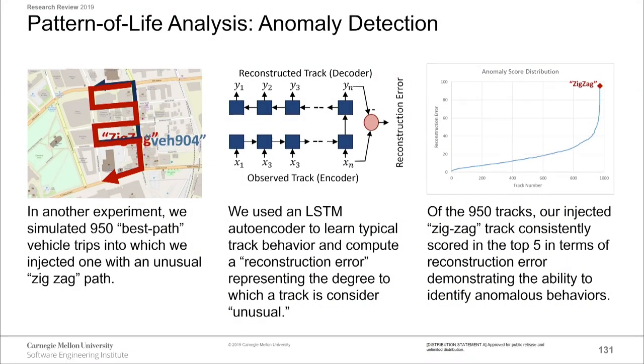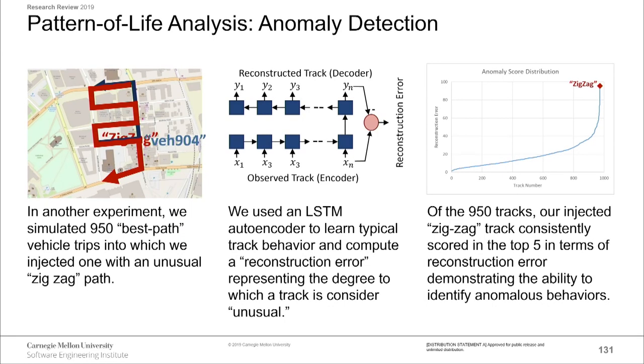Then we did another experiment, using a slightly different approach. This is an anomaly detection experiment, and again we were using the Sumo traffic simulation tool. In this one, we took a section of Oakland, so somewhere around here is the SEI, and we generated random trips. A trip is a car going from one location to another location using the best possible path. 950 of those vehicles took the best path, and then we handcrafted an additional track that didn't use a best path, but uses some sort of convoluted zigzag path through the network. In this one, we used an LSTM autoencoder.